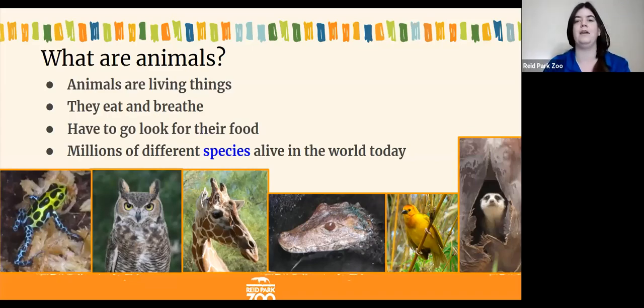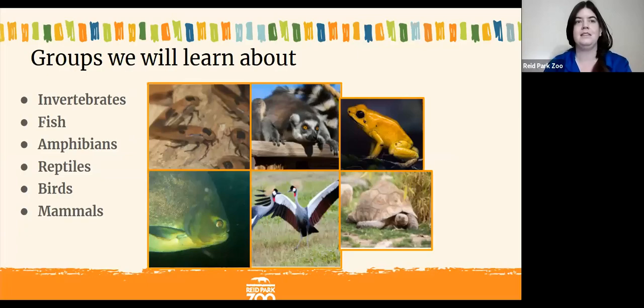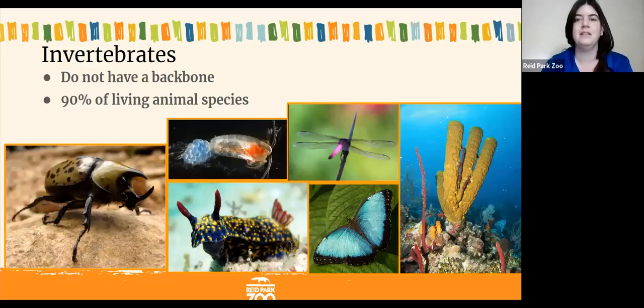And so we're going to talk about a lot of those different groups and how scientists define those different groups. So groups that we're going to be learning about today are going to be invertebrates, fish, amphibians, reptiles, birds, and mammals, and how scientists define these different groups and what makes each of these groups unique and special. So the first group that we're going to talk about today are the invertebrates.